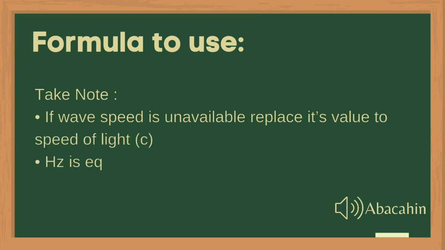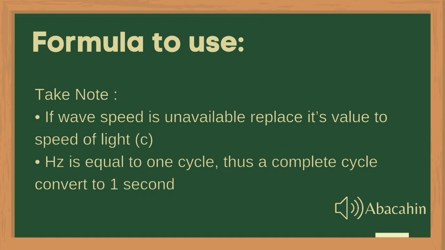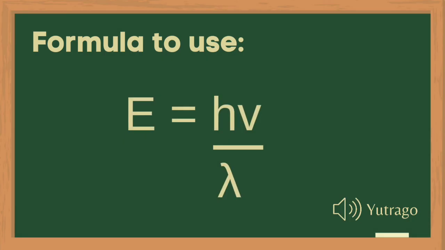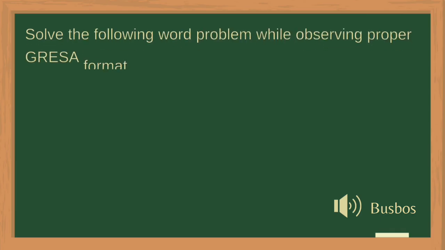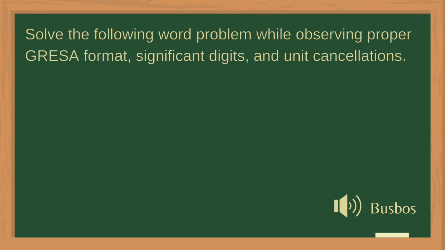Hertz is equal to 1 cycle per second, thus a complete cycle converts to 1 second. Energy is equal to Planck's constant times wave speed over wavelength. Solve the following word problem while observing proper GRESA format, significant digits, and unit cancellations.